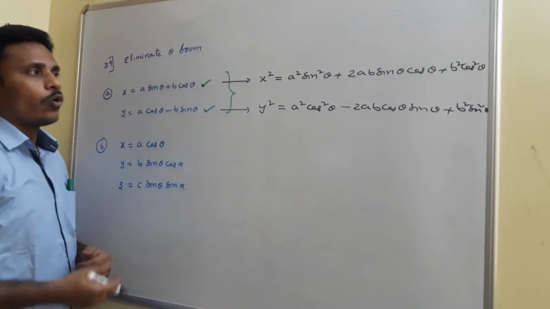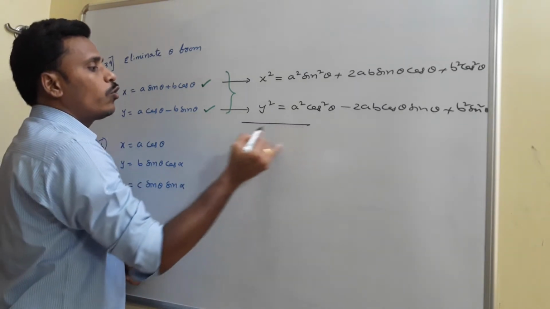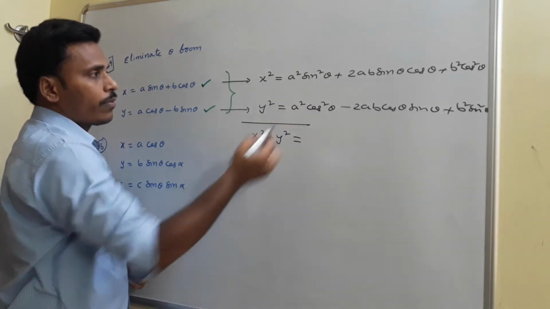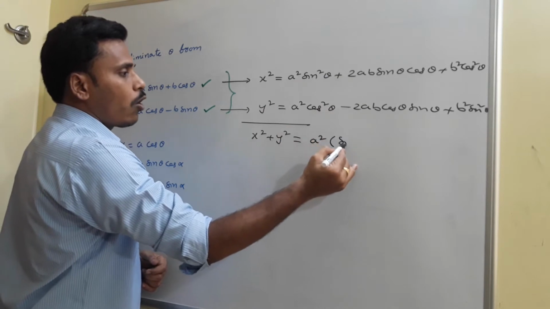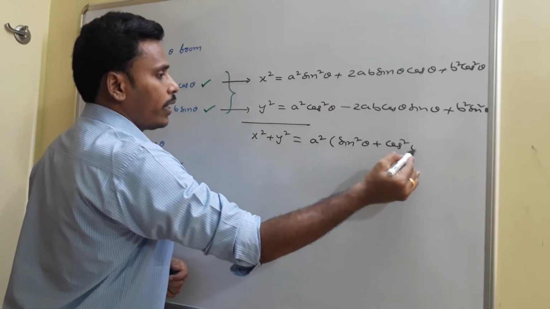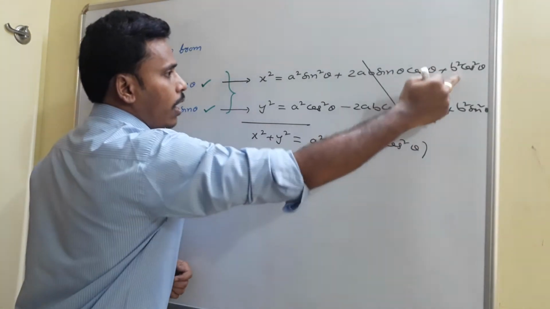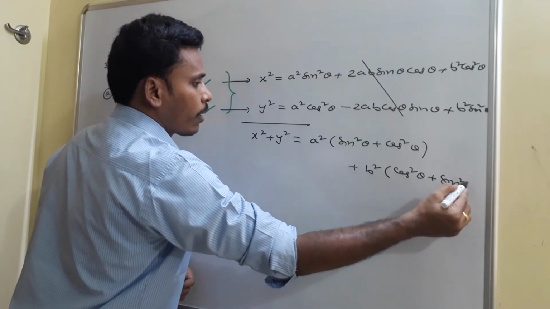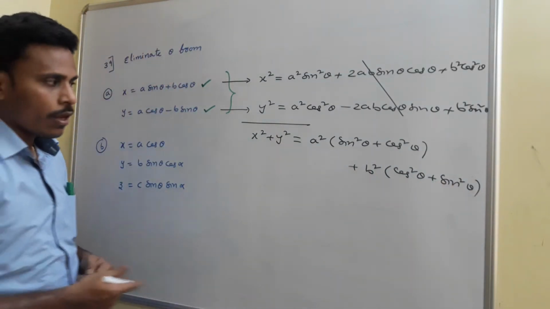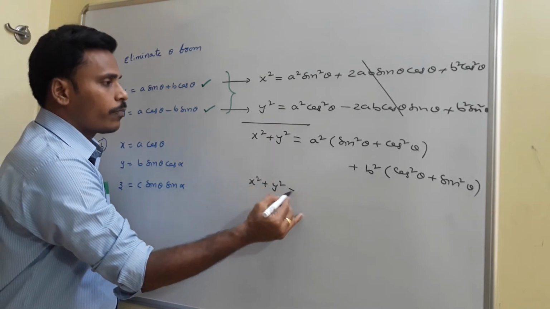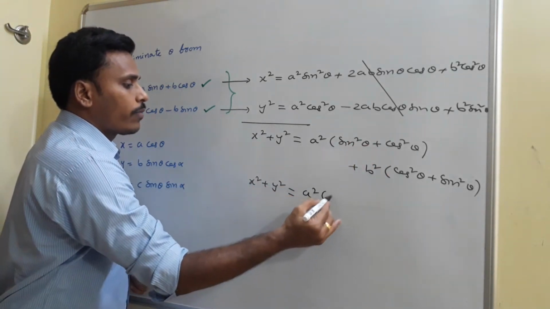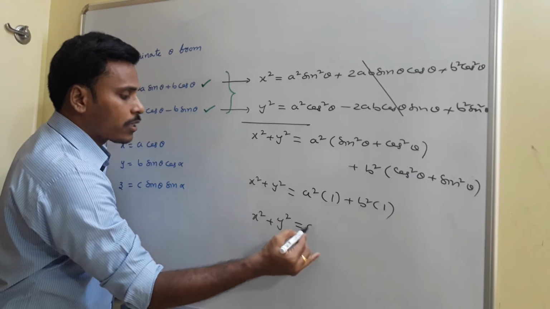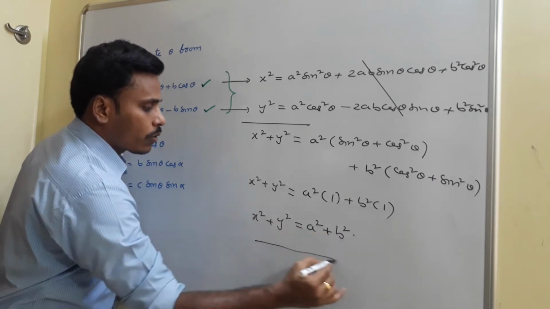And now since we are going to eliminate theta, I need to add these two things. If I add x square plus y square, and if I add these two, a square of sin square theta plus cos square theta, and here these two terms will get cancelled, and from these two you need to common out b square. So b square of cos square theta plus sin square theta. Now x square plus y square is this, and sin square theta plus cos square theta is 1. A square into 1 plus b square into 1, and at the end you have x square plus y square is equal to a square plus b square.